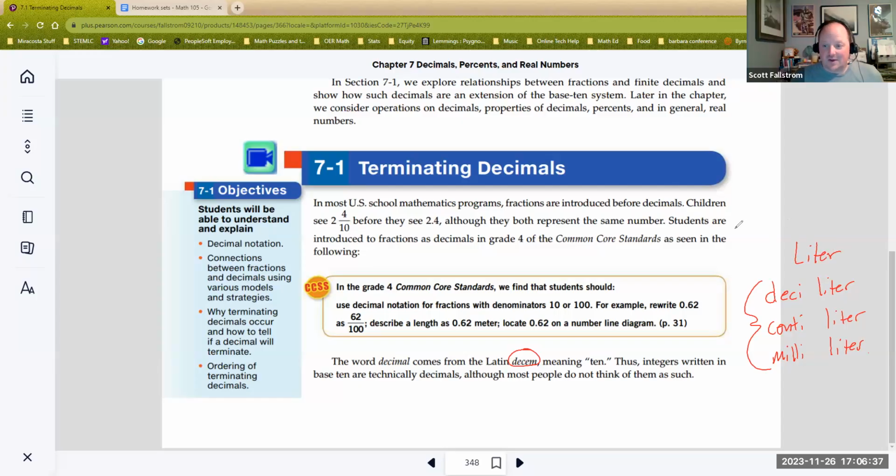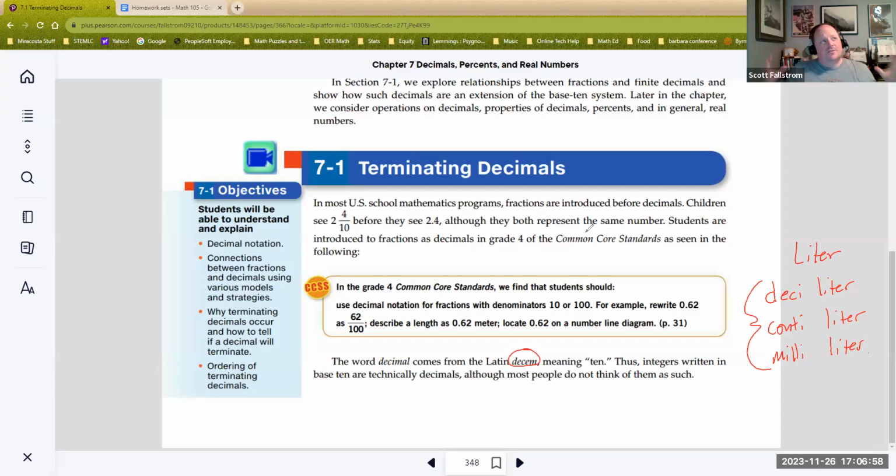And then after that, you have a decaliter, a 10, hundreds, thousands. So you have a kiloliter for 1,000. So you get all these names and labels. So I think it's good to kind of understand where they come from. So decimals technically are always about tenths.